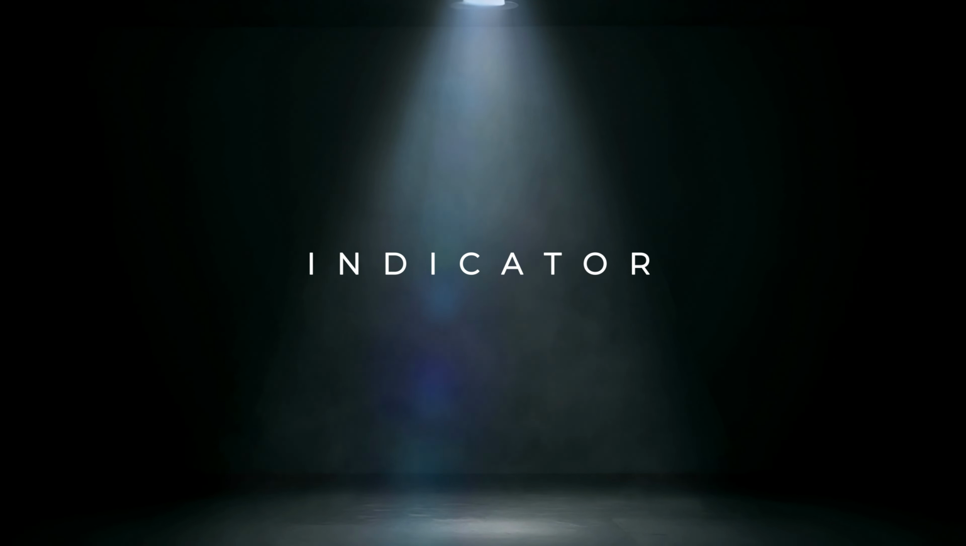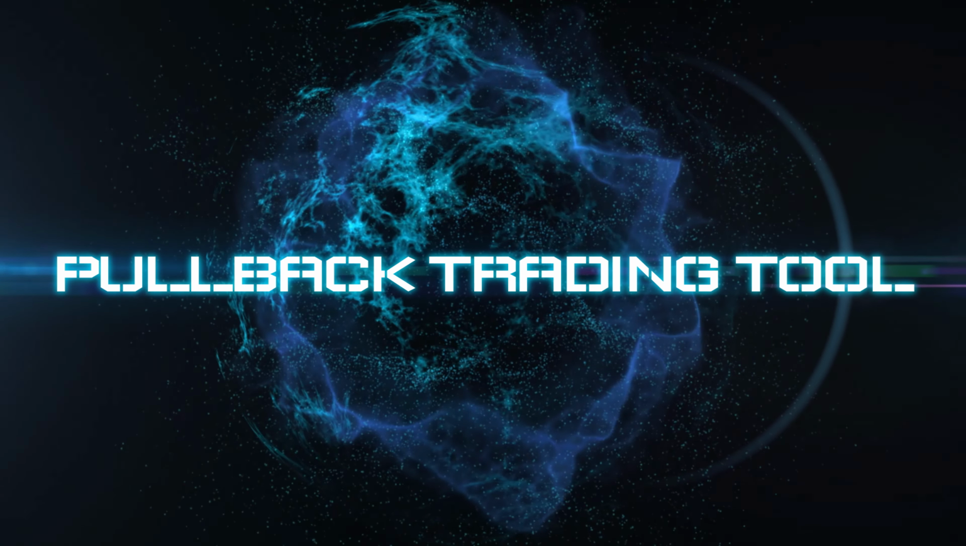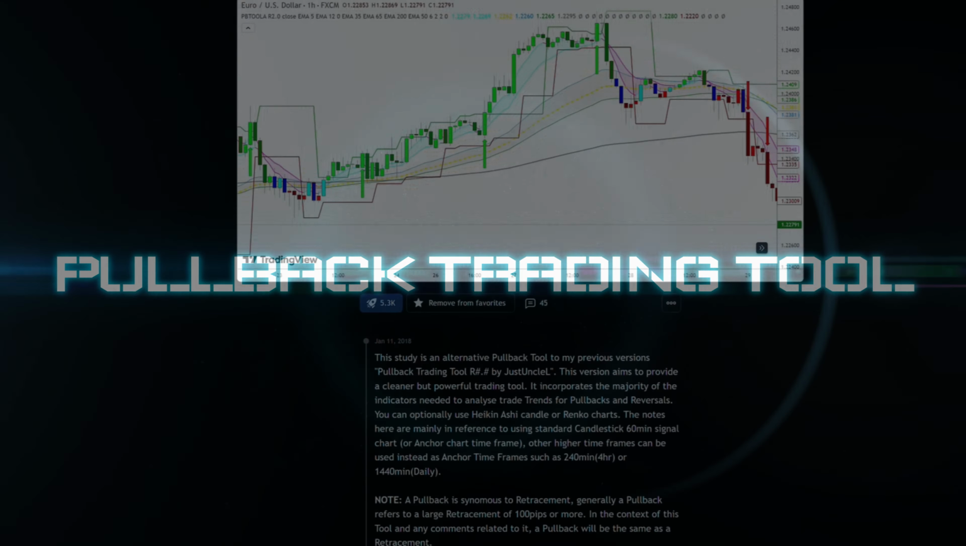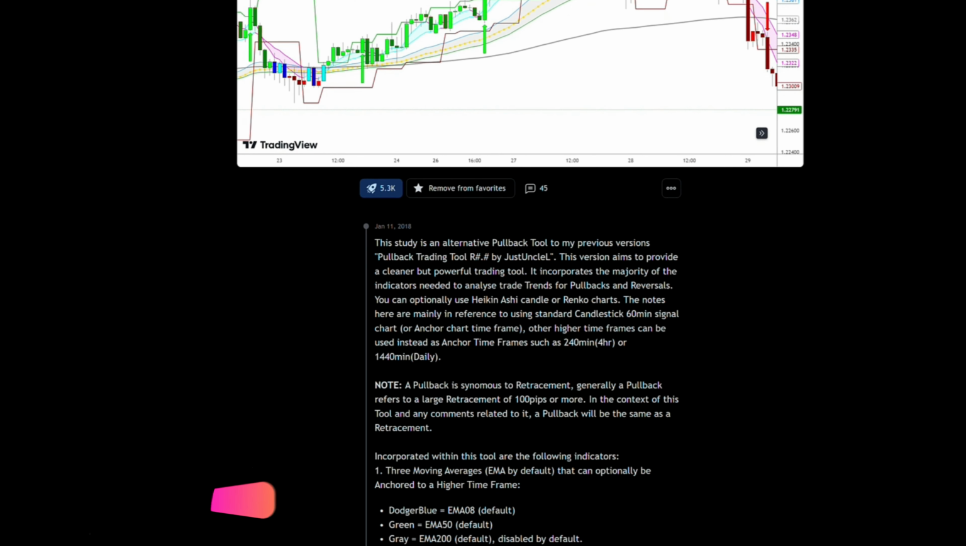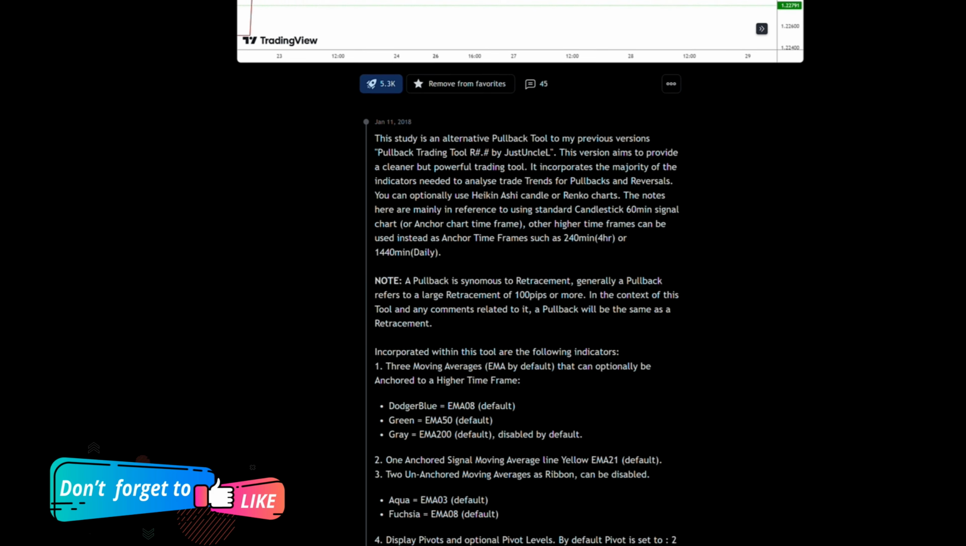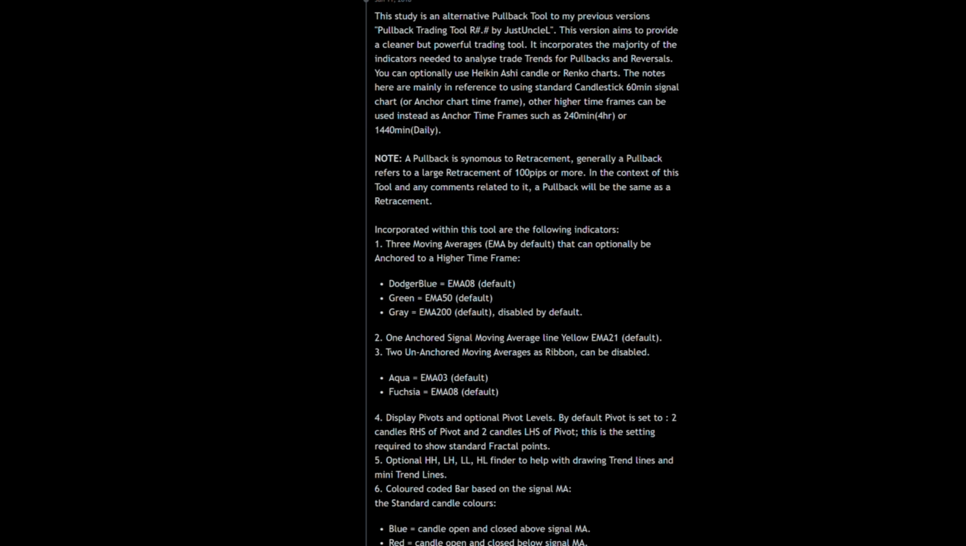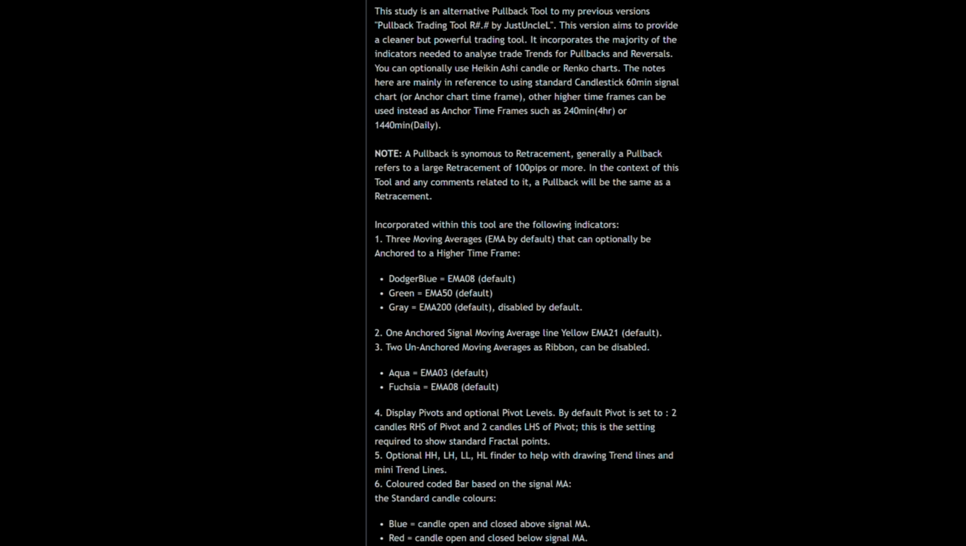Now let's talk about the indicator we're going to use, the pullback trading tool. This indicator helps you identify potential pullback opportunities in the market, which can be great entry points for traders. A pullback is a temporary reversal in the direction of the market, and this tool helps you to spot those moments. Here's how to add it to your chart.